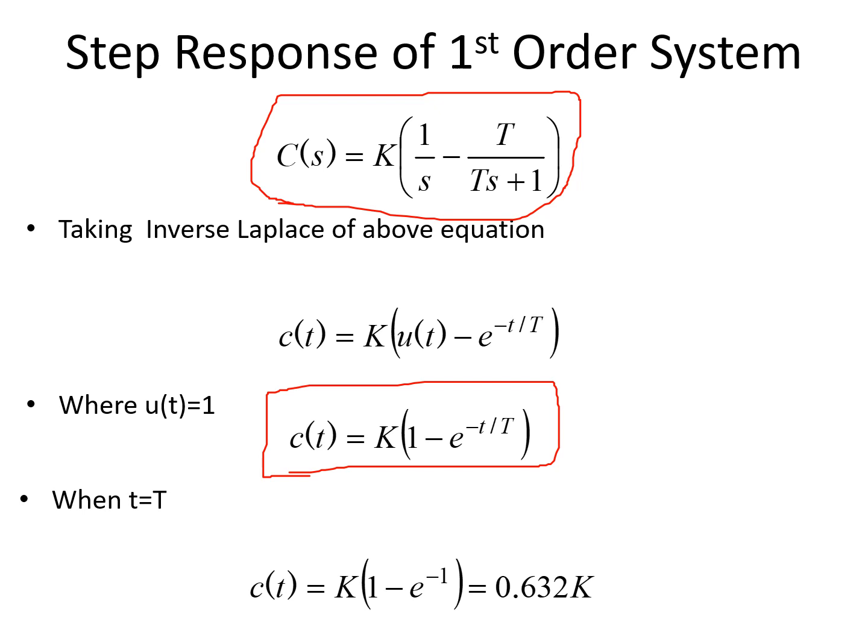When t becomes equal to T, that is when time t arrives at the time constant T, C of t is K into 1 minus e power minus 1, which is equal to 0.632 K. This is the C of t value when t is equal to capital T.